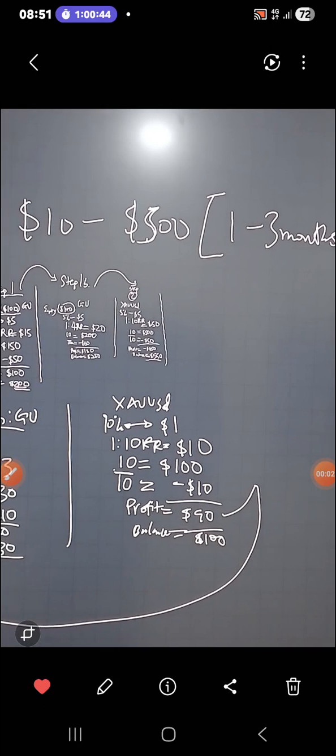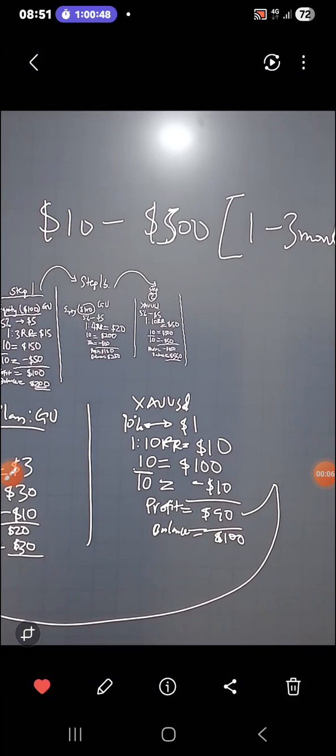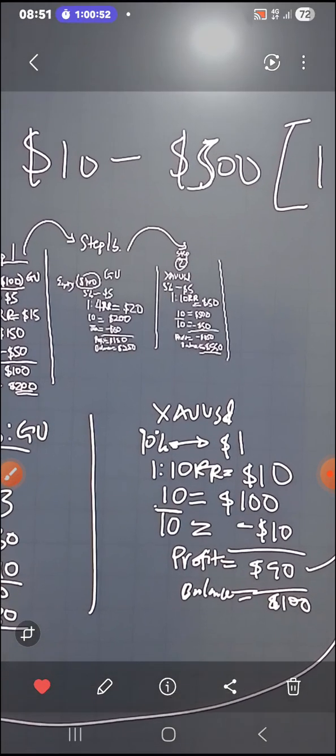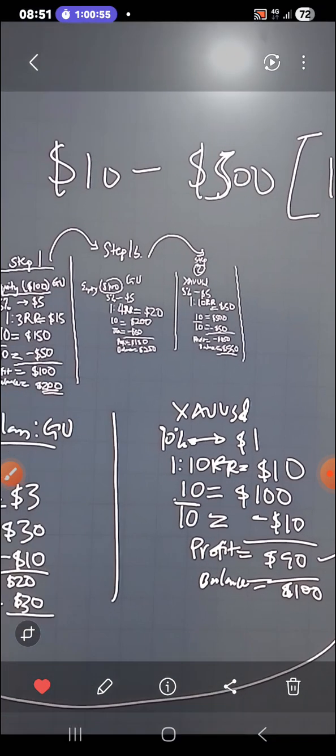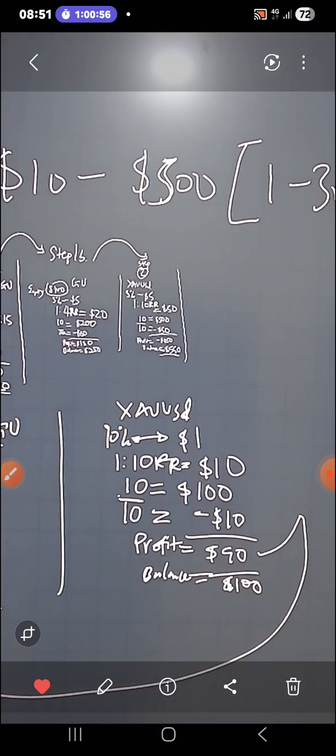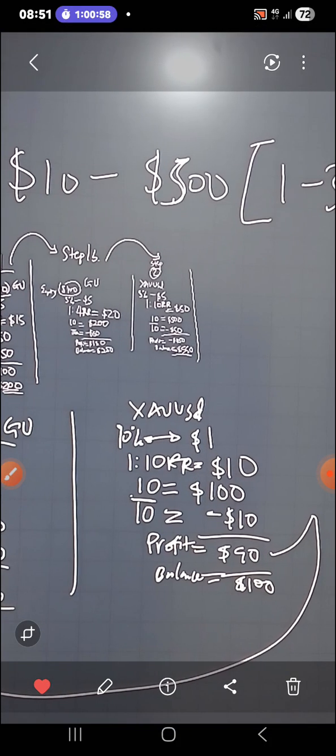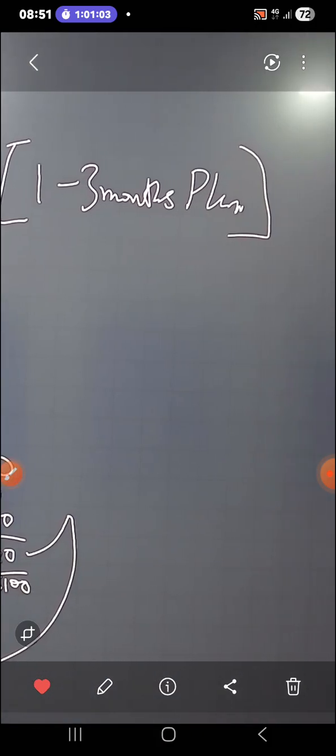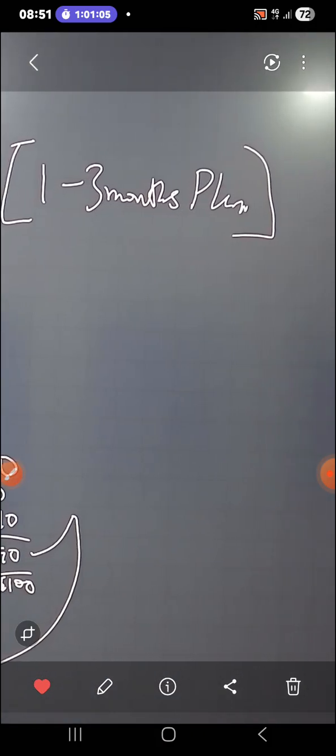This is Emmanuel, and today I want to show you how to scale up from $10 to $500. This is for educational purposes. It's not financial advice. But first, note that the aim is for you, if you have a small capital, to be able to grow your small capital from $10 to $500 within 1 to 3 months. This is a plan for 1 to 3 months.